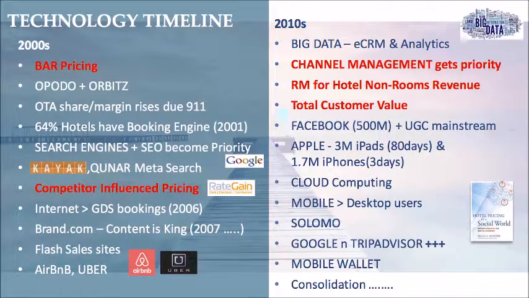Then Facebook hit 500 million users. User-generated content became mainstream rather than just a specialist area.